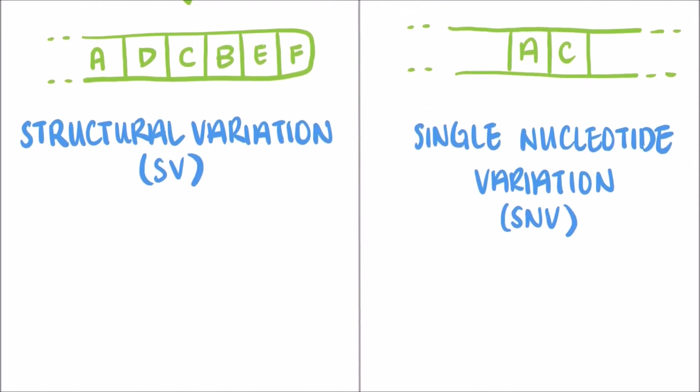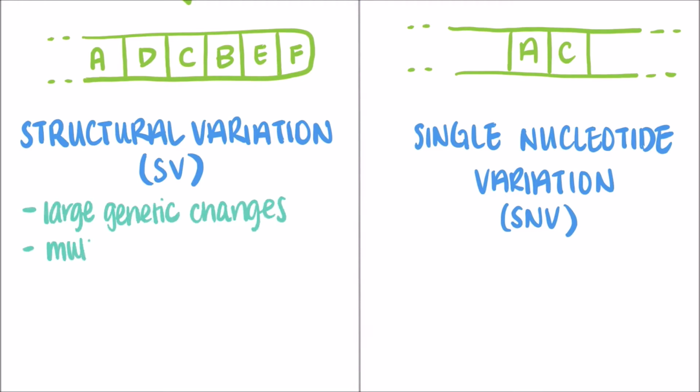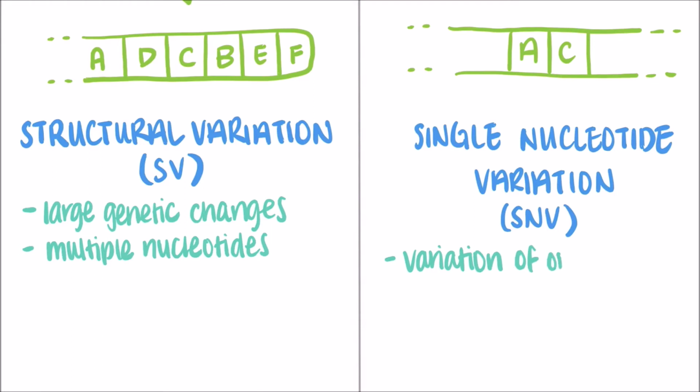Next, structural variations versus single nucleotide variations, or SNVs. The abbreviations might be extremely similar, but don't get them confused. Structural variations are large genetic changes, while SNVs, as the name suggests, are only variations of a single nucleotide. These include missense, nonsense, and silent point mutations.